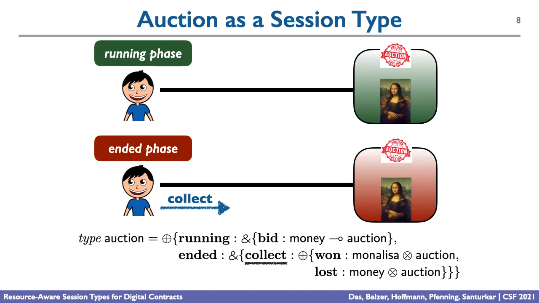Once they send the collect message, now the auction has a choice either to send the won message if the bidder has won the auction, followed by sending the Mona Lisa painting, or if the bidder loses the auction, then the auction sends the lost message followed by their bid back. And then in either case, the type recurses back to the auction so that more bidders can collect from the auction. And so as you can see from the type, bids can only happen when the auction is running, and collects only happen when the auction is ended. So this protocol of communication is exactly captured in the session type and statically enforced.